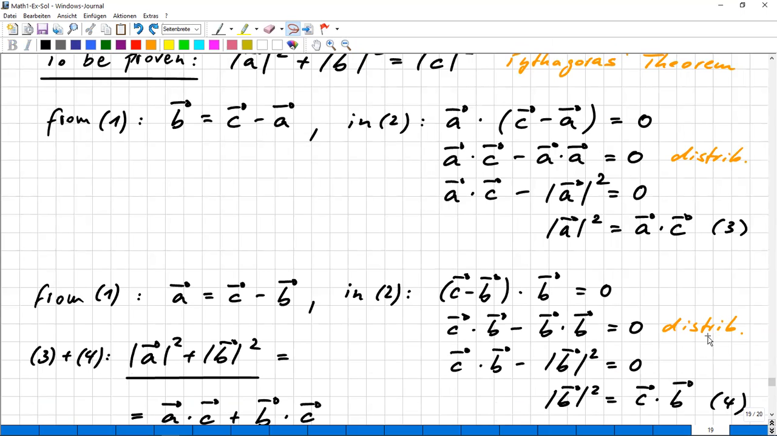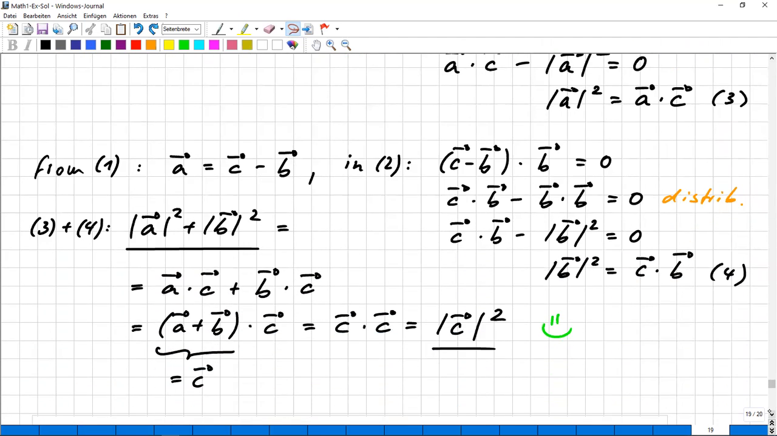Then distributing again using the distributive law: C times B scalar product minus B times itself equals 0. This is again the squared absolute value of vector B. Then isolating this, I get B squared equals C times B scalar product. That's nice, equation number 4, because now we can use our theorem to be proven by filling in this for A squared and this one for B squared in the Pythagoras theorem on the left side. And you see what we get: A scalar product C plus B scalar product C. Here we can again use the distributive law, but the other way around, by putting the factors A vector and B vector in parentheses and moving C vector outside. So this is the same as A plus B vector times C vector.